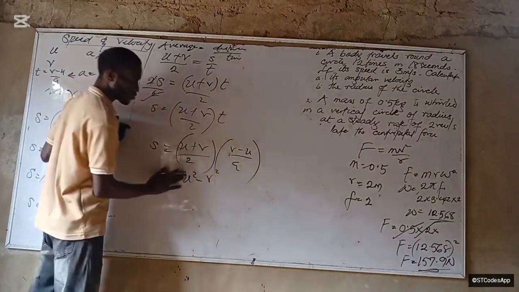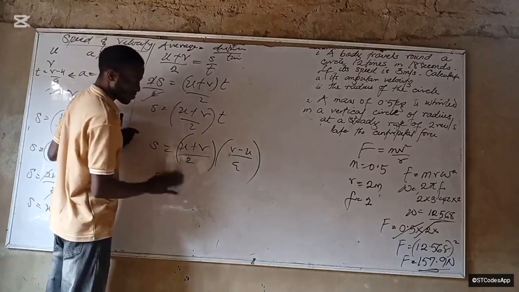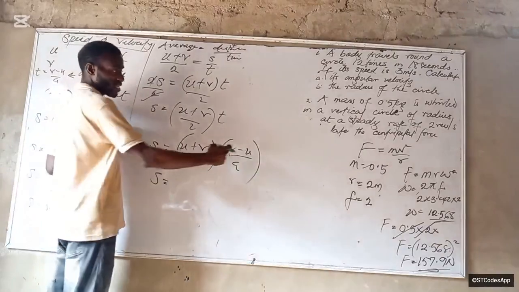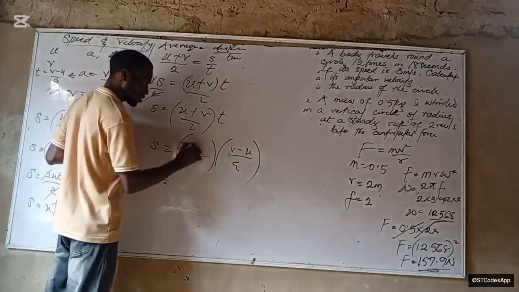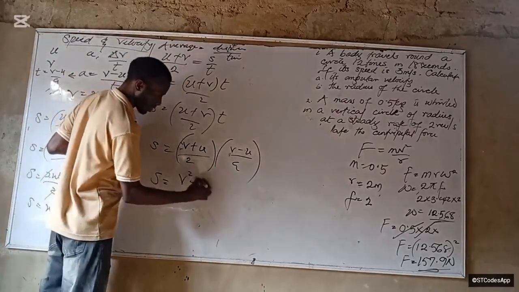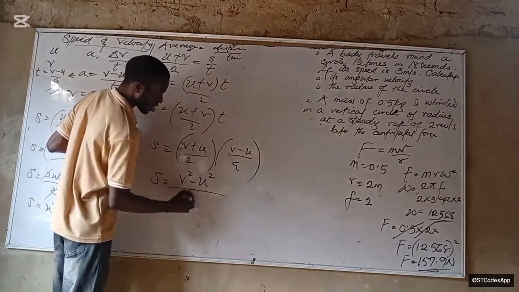Difference of two squares, it could be V minus U too. Because look here, the arrangement is not correct, it's not in order. This is V minus U, so let it be V plus U here. V plus U is also U plus V, right? Okay, so it is now V squared minus U squared all over 2A.